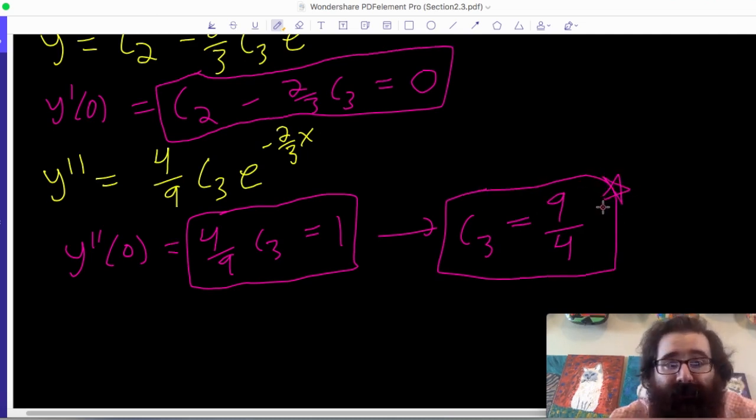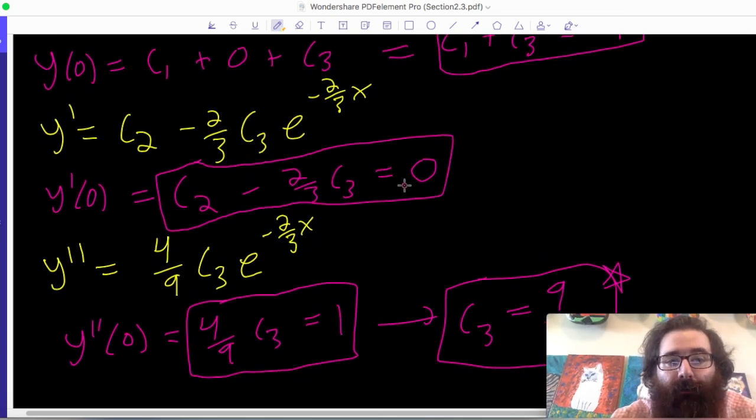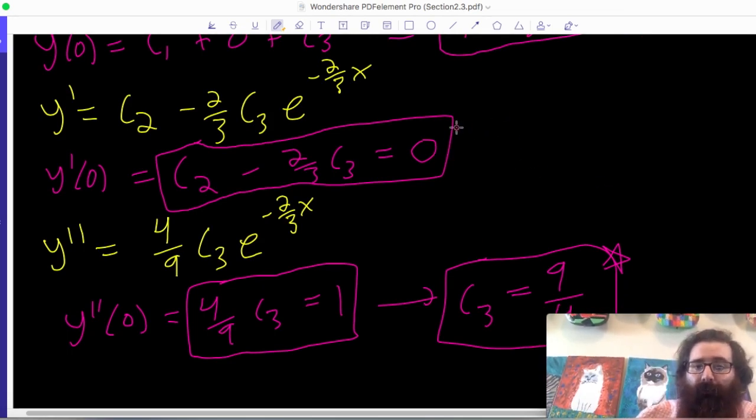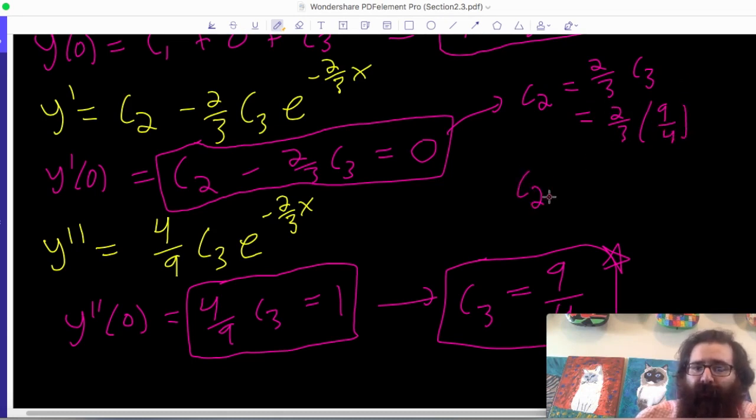And this is great because that means I can actually go to either one of these next. So let me go to this next one right up above it, and I can solve for c sub 2. So here we would say, okay, well then c sub 2 is equal to 2/3 times c sub 3. Well, that's 2/3 times 9 over 4. And I can reduce here across the fraction. So c sub 2 is going to give me 3 over 2.